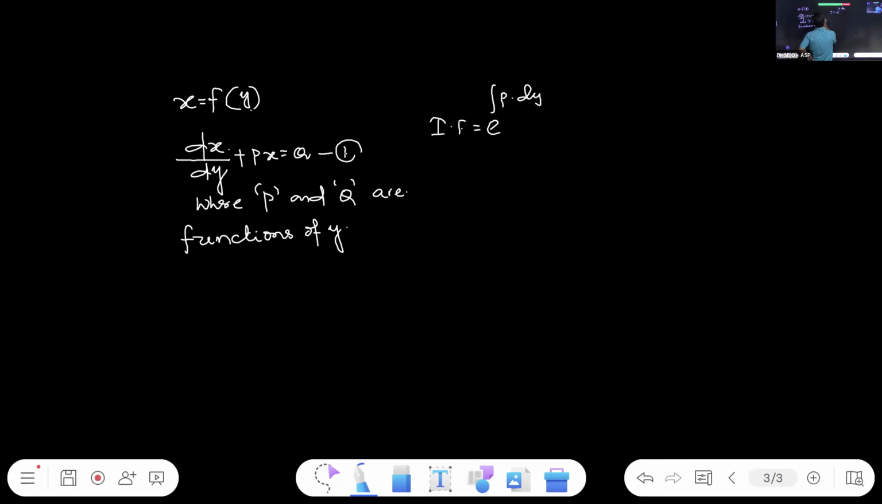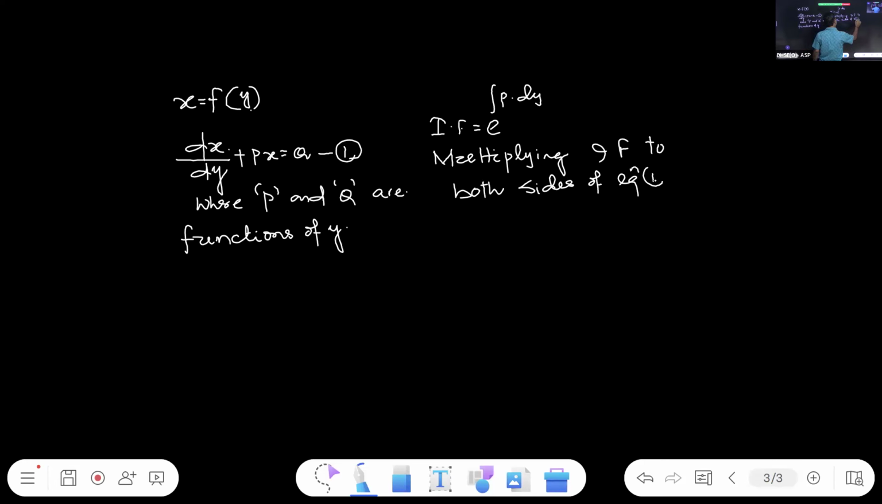Integrating factor is equal to e power integral p dy. So now multiply the integrating factor to both sides of equation 1, which will be e raised to the power integral p dy into dx upon dy plus px into e power integral p dy is equal to q into e power integral p dy.